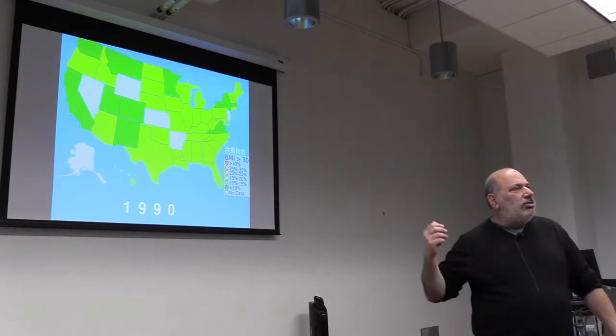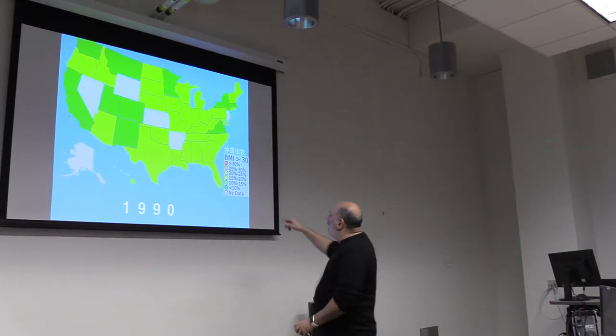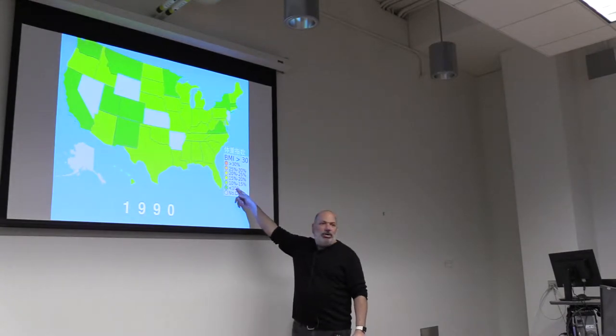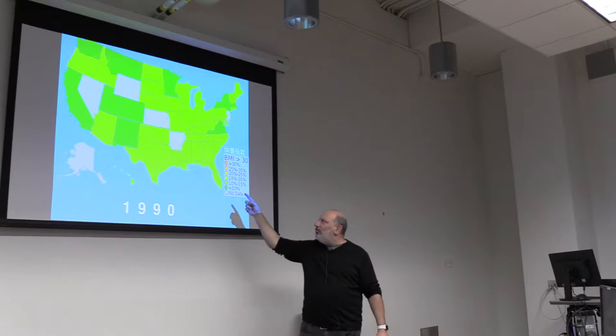So you can see here in the U.S. in 1990, most of the states had less than 10% of their population with a BMI greater than 30, and then the rest were 10 to 15%.